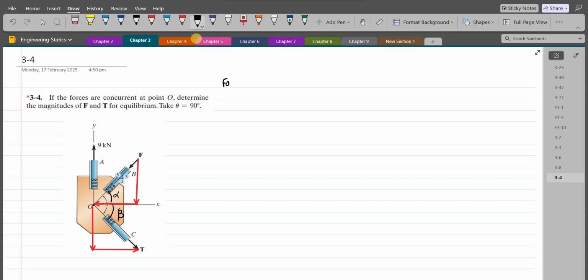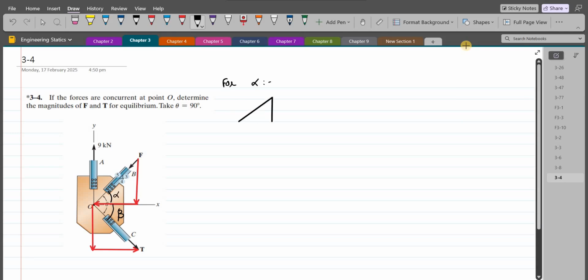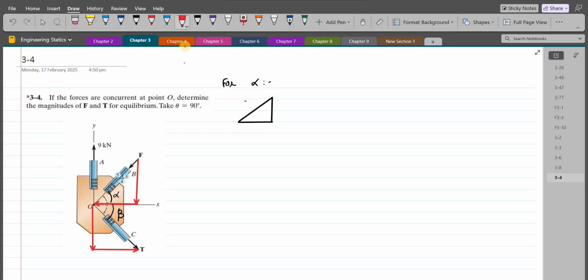So for alpha, we can consider this 3, 4, 5 triangle. And if I draw it separately, then it would look something like this. So this is 5, this is 3, and this is 4. So alpha is basically this angle, which is the corresponding angle. So for alpha, we can use the trigonometric ratio of tan. So tan alpha is equal to opposite, which is 3, over the adjacent, which is 4. So alpha comes out to be 36.87 degrees.